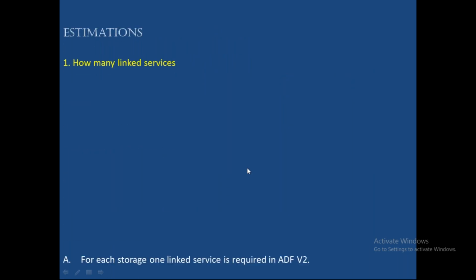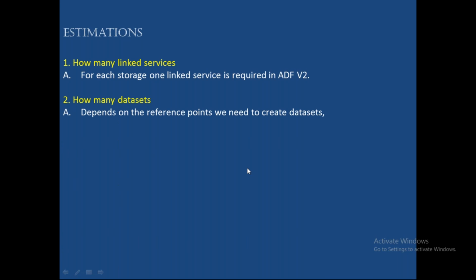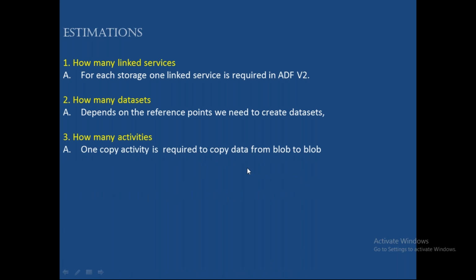Next, estimations. We know for storage we need to create one linked service. So I'm going to create one linked service today, and the number of datasets we need to create depends on the reference points and how many activities. If you want to copy data, then you need to use a copy activity. If you don't want to copy all the files and want to apply some kind of logic, then based on that you need to use other activities. So when you are using other activities, you need to create datasets for those activities as well.